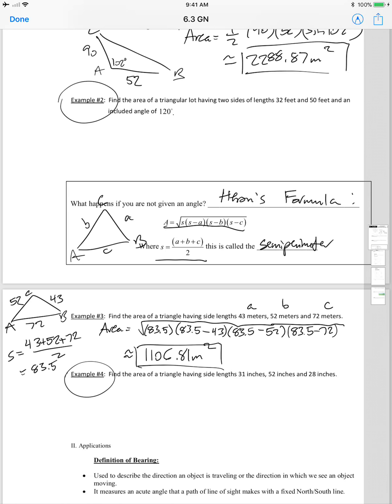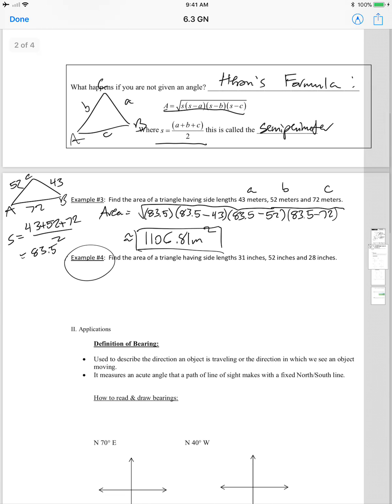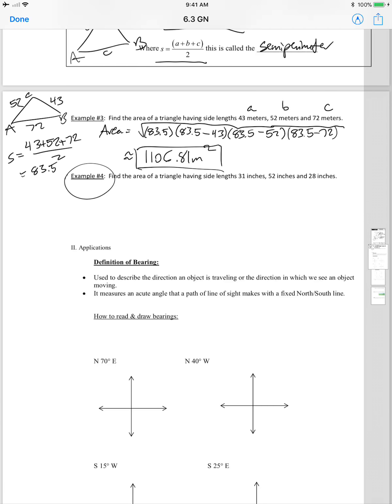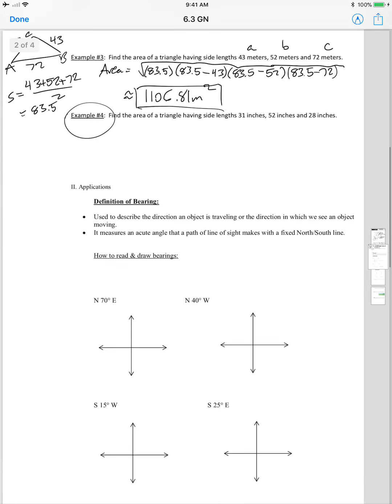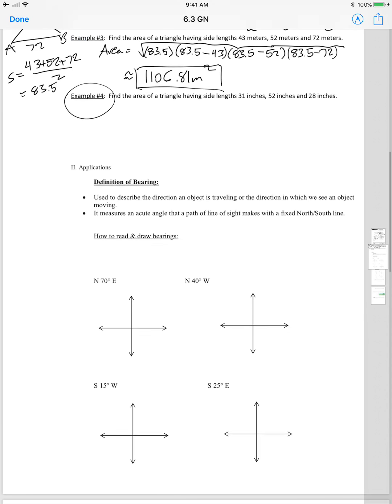So go ahead and try example 4 on your own. It's going to work just like example 3. And then we're going to switch gears a bit. So that was area of oblique triangles. The other half of this section is all about applications. So how can I solve word problems, real world problems for these types of triangles?